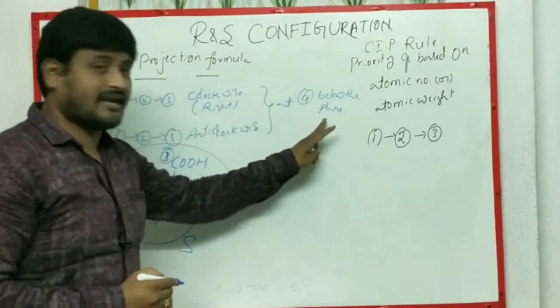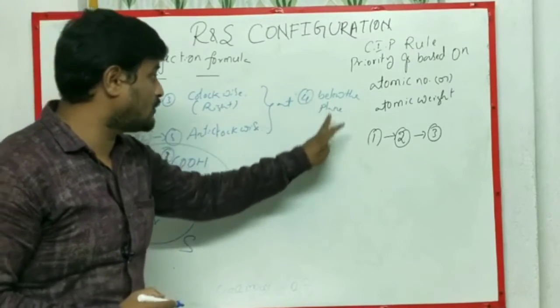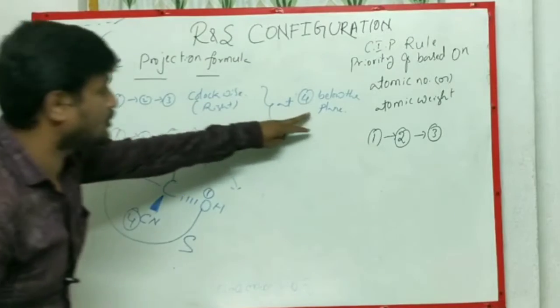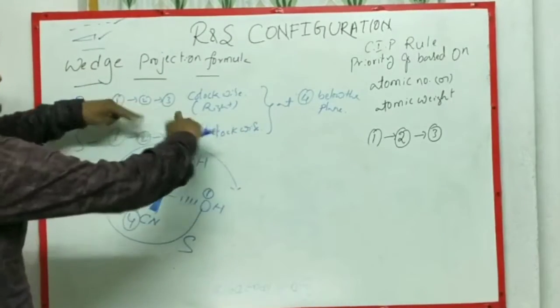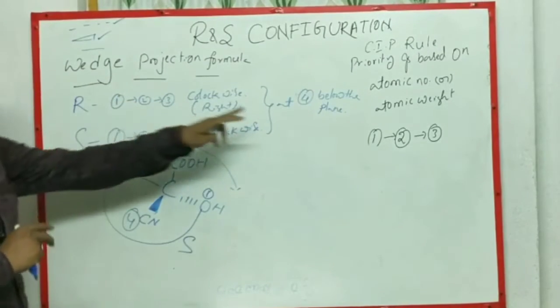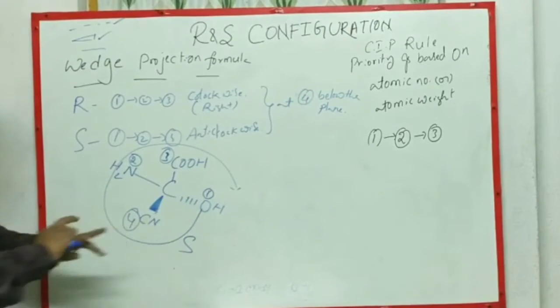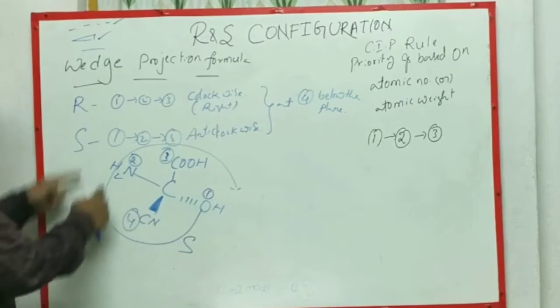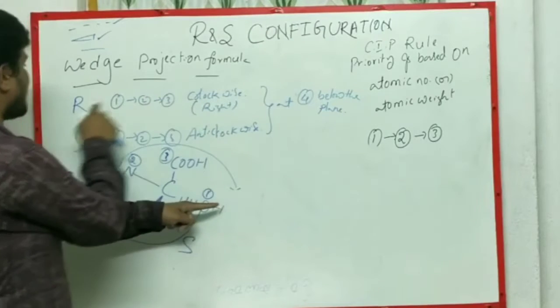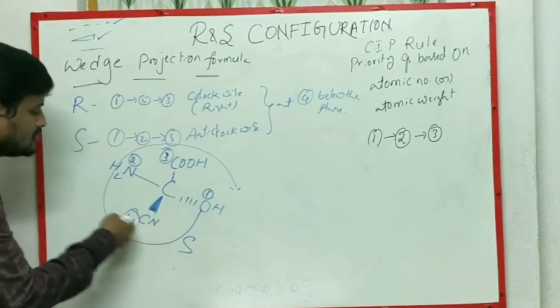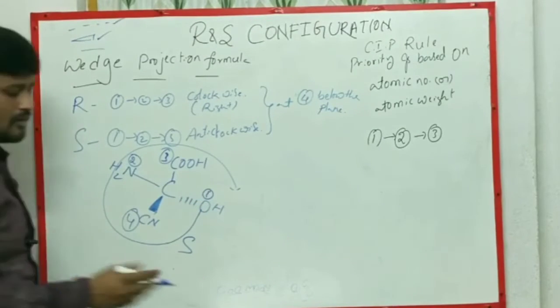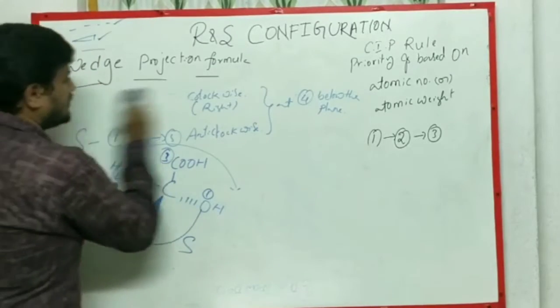Clockwise means right side. When the fourth priority is below the plane, the configuration is as usual; when the fourth priority is above the plane, the configuration is completely reversed. Here clockwise direction, in case of clockwise R, but here I am writing S. Why? Because the fourth priority is above the plane. Okay. Another case.